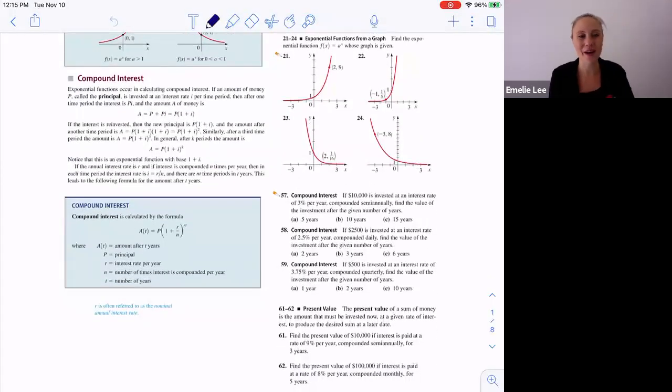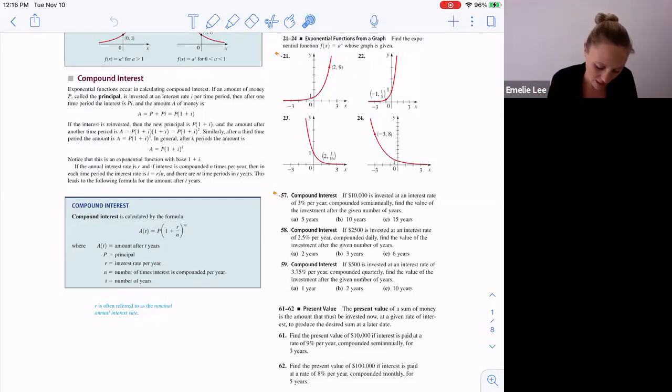What's fun about exponential models is we have a real world application. Compound interest is used by the banks, and so the banks would be using this formula. We just need to talk about what each of these things are, and then you'll be able to use it.